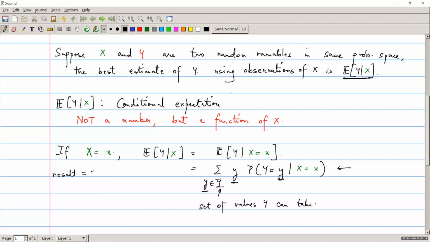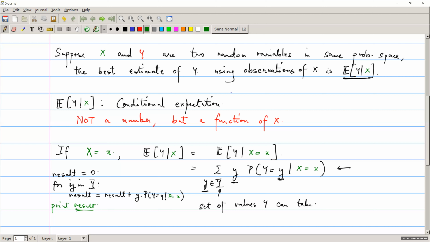So you initialize the result, and then you would say for i in the set of y values, result equals result plus y times the probability of capital Y equals y given X. You do something like this, and then eventually you print the result.